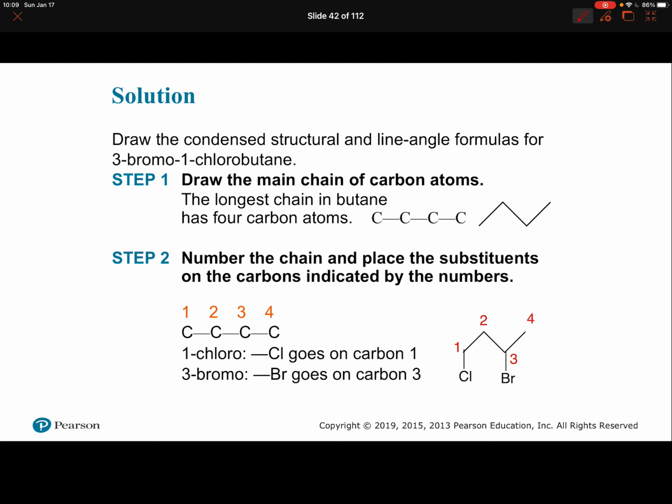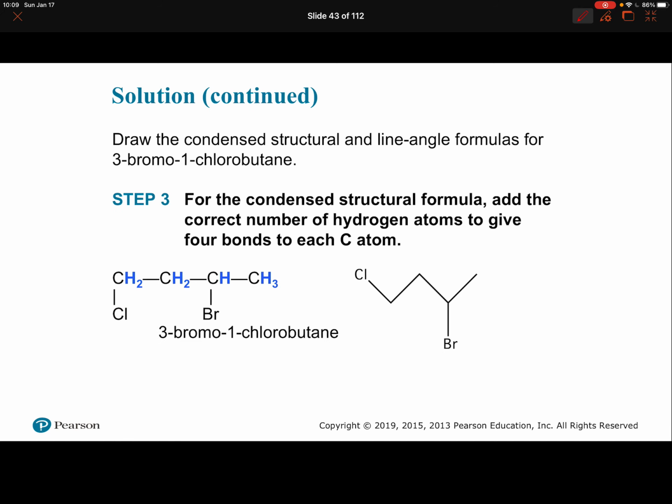So I've put in some help for you there. So you get your 4. So 3-bromo, 1-chloro. And you should have the right number of H's, right? Always make sure that there's not more than 4 bonds on any particular carbon.